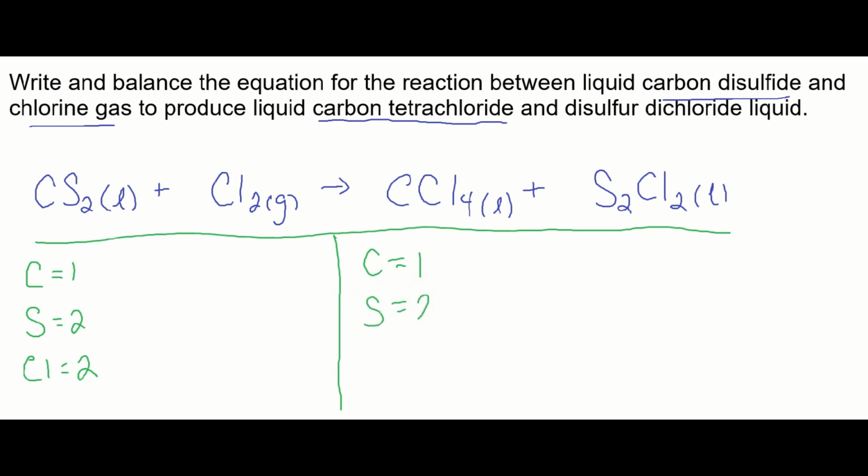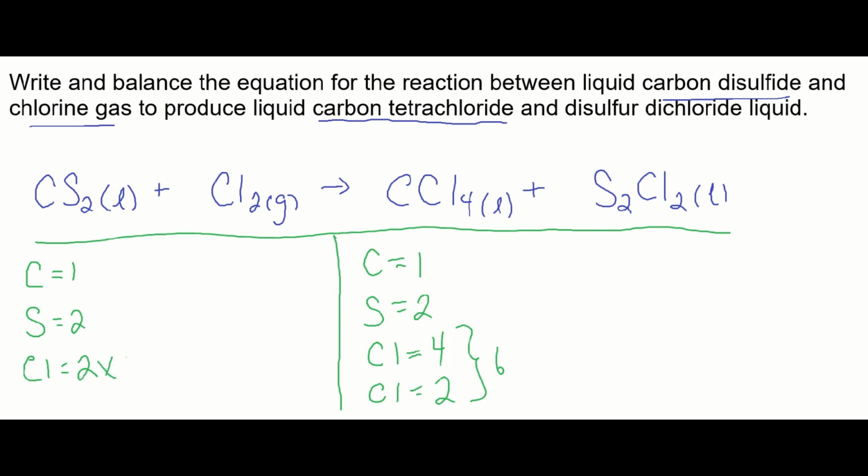We have 2 sulfurs. And notice chlorine appears in 2 different locations. So I'm going to put each of them in its own line. So I have 4 chlorines from the tetrachloride, and I have 2 chlorines from the disulfur dichloride. So that's a total of 6. Since everything else balances, and chlorine on the reactant side is isolated, all I need to do is balance that.